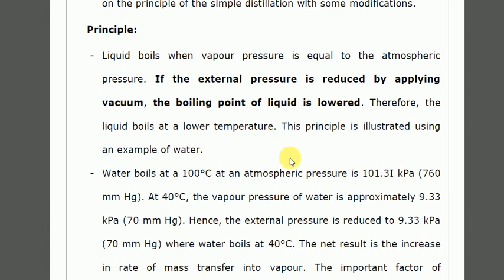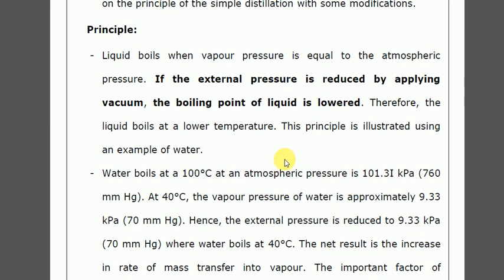Fine. What does it tell? Atmospheric pressure is equal to vapor pressure. If these two are the same, the liquid starts boiling. Now, what happens is, if you are reducing the external pressure, you are reducing the atmospheric pressure, ultimately what will happen? The boiling point of the liquid will get lowered automatically, correct? Because the vapor pressure would also get decreased by that.